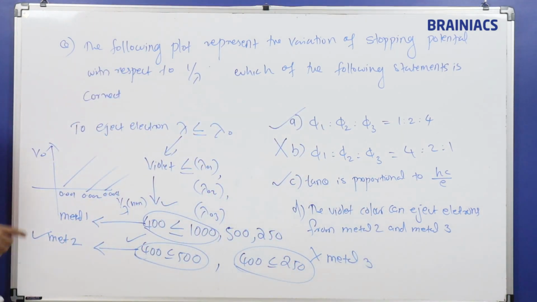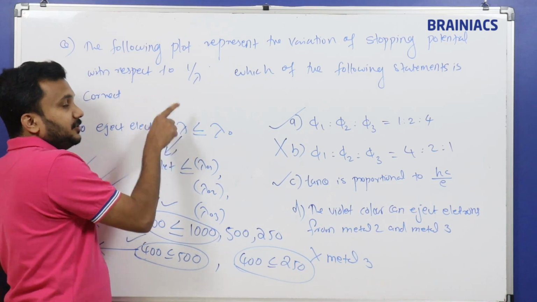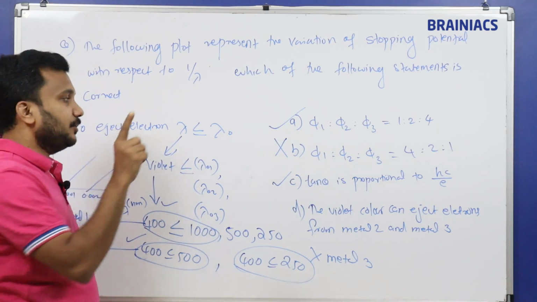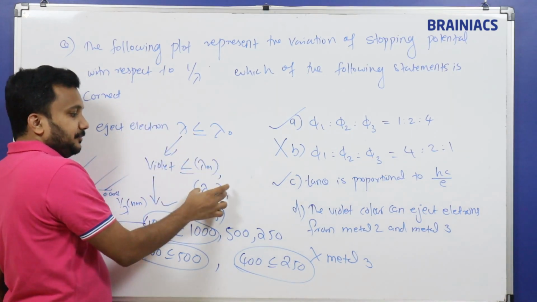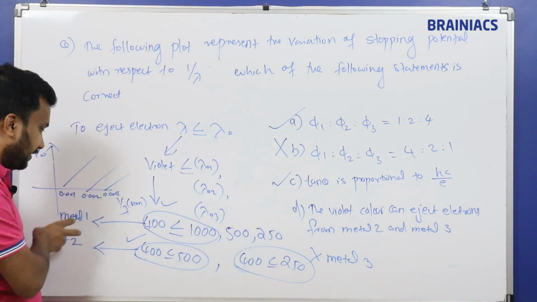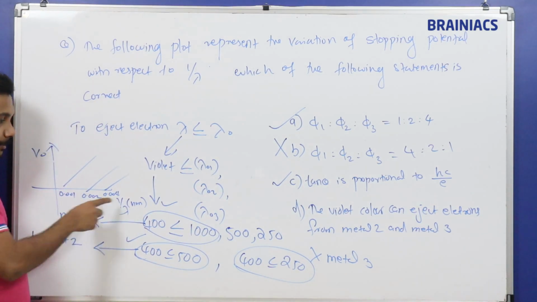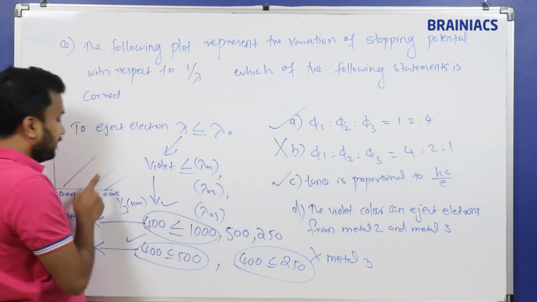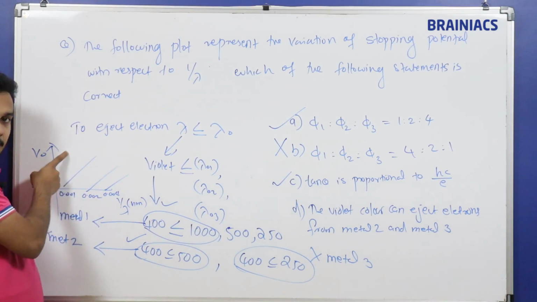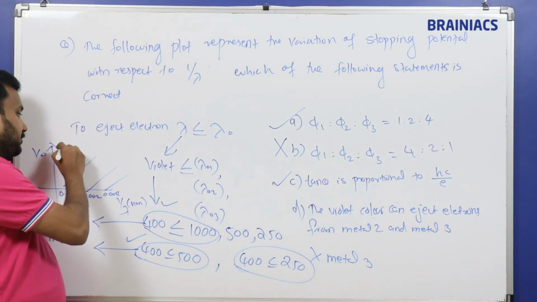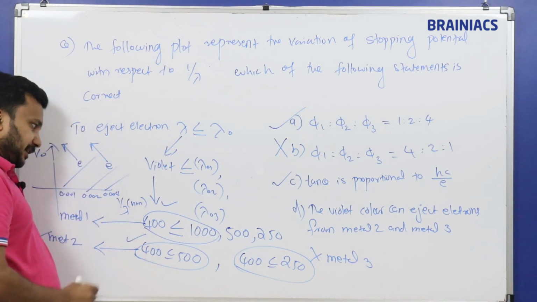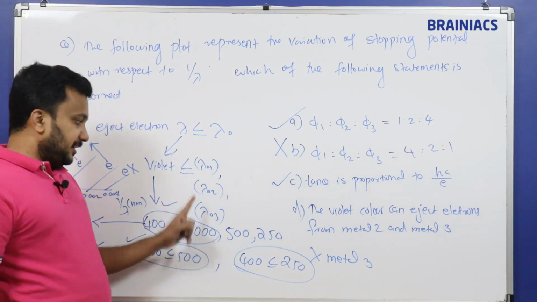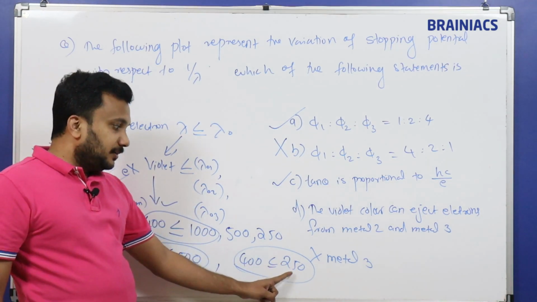Whenever we eject an electron, the wavelength should be less than or equal to the threshold wavelength. So we'll find the wavelength of these three metals which is given to us. If you are using violet color, then violet color can eject electrons from metal 1, and from metal 2. But electrons cannot be ejected from metal 3 because of metal 3's threshold wavelength.